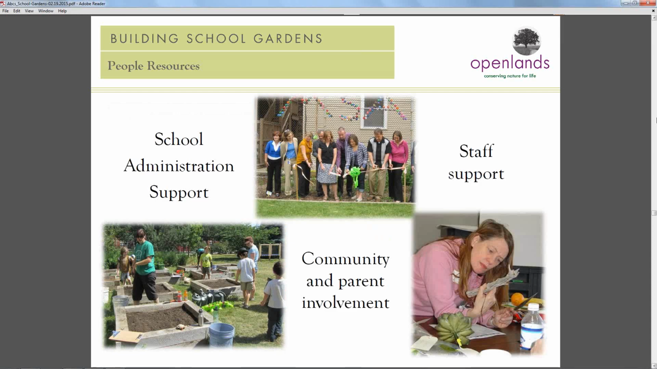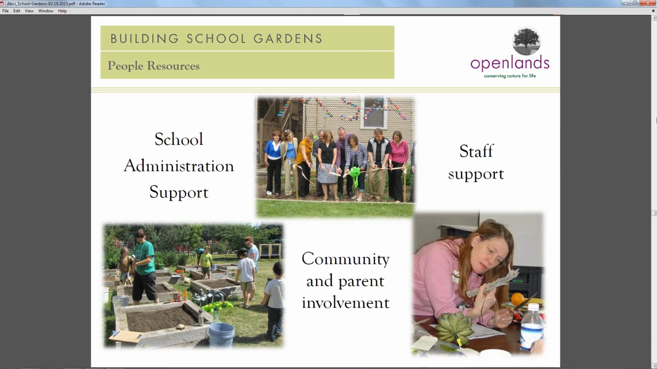So, the people resources. In creating a school garden, we want that space, as I mentioned, to be used. So really thinking about how that space is going to support the whole school community. Having the school administration's support is very important, not just saying, "Yeah, that's great, you can create a school garden," but really having the support to make it an integral part of the school community.